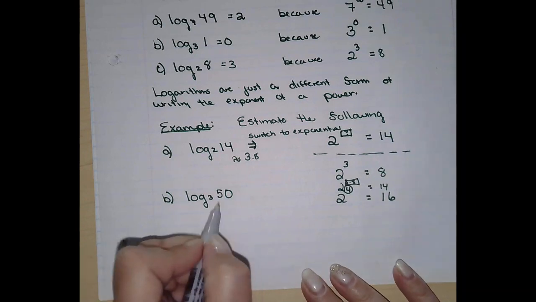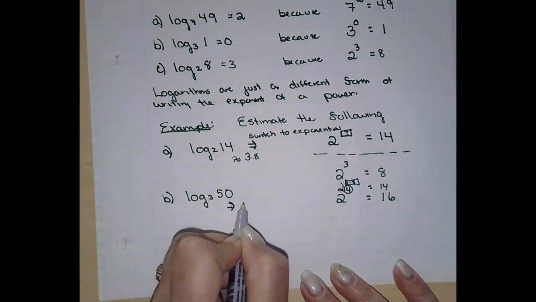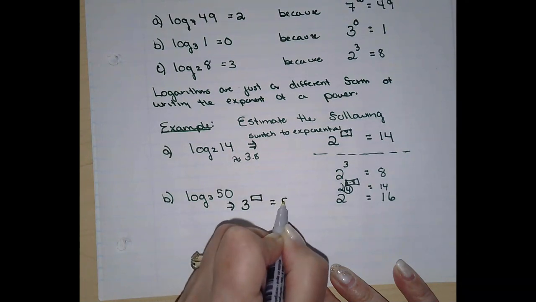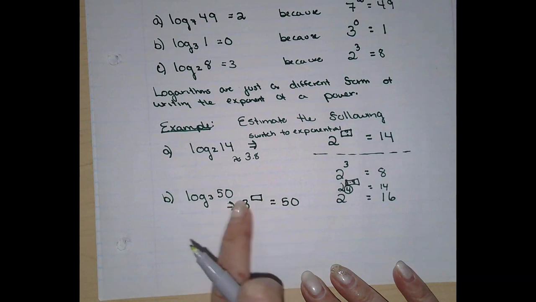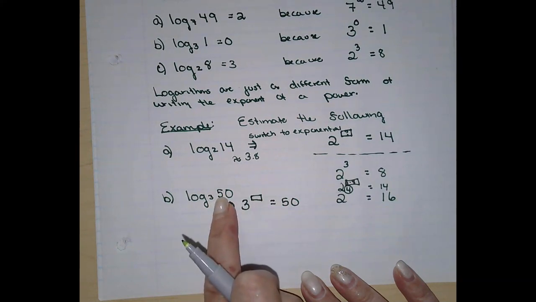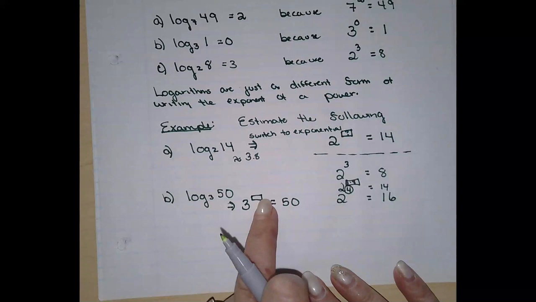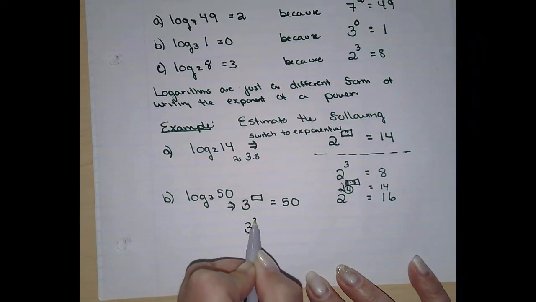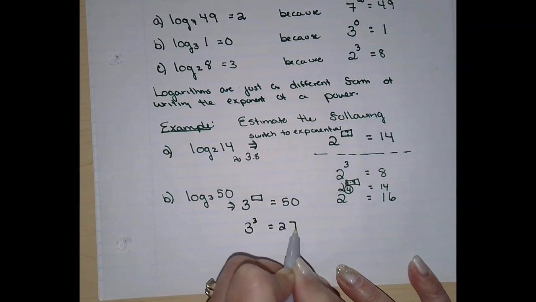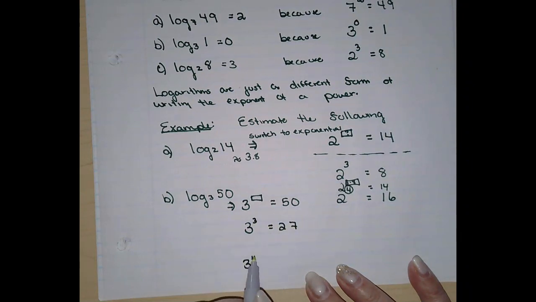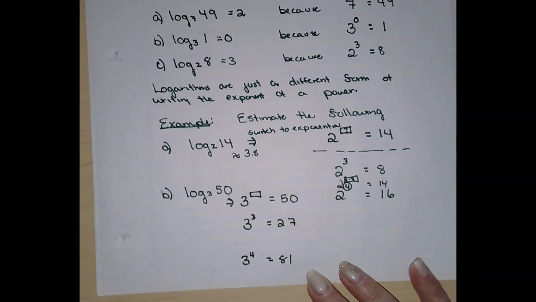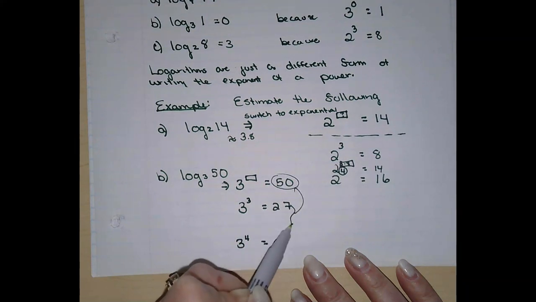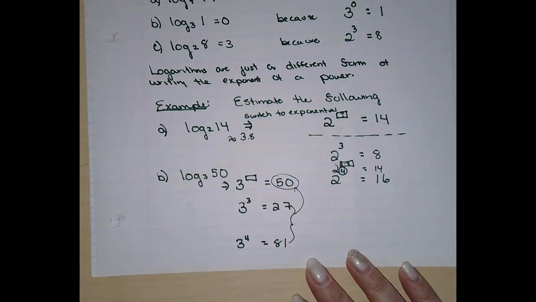So again, you would switch to exponential form. 3 to the something is equal to 50. I'm saying that log base 3 of 50 is what I want that number equal to. So 3 cubed, you know, is 27. 3 to the 4th is 81. Where does 50 lie between these two things?